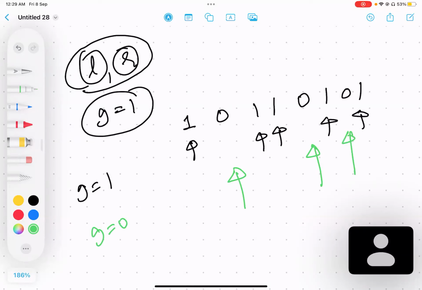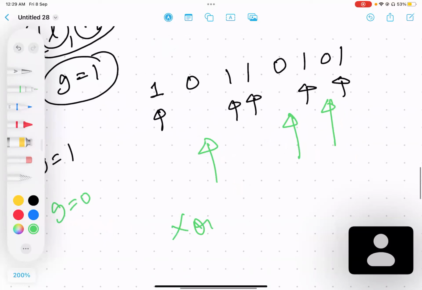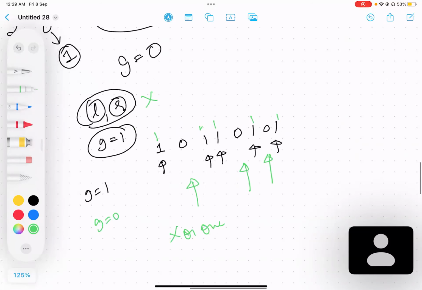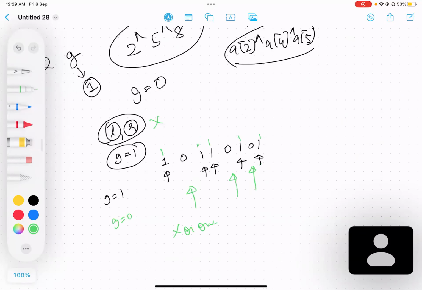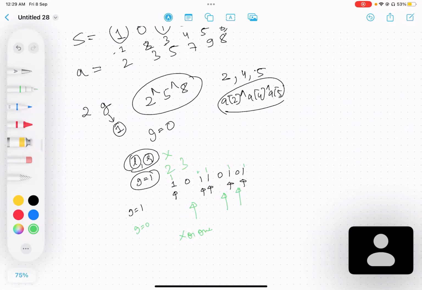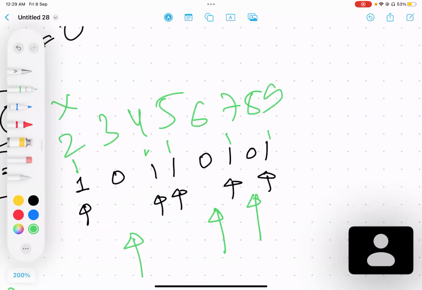Now, if we don't have this type of query, to optimize our solution we can find the XOR of all those indexes which have 1. So this one, this one, this one, this one, and this one. By XOR, I mean the corresponding elements in the array. So let's take some elements also: let's say the corresponding array elements are 2, 3, 4, 5, 6, 7, 8, 9, right?